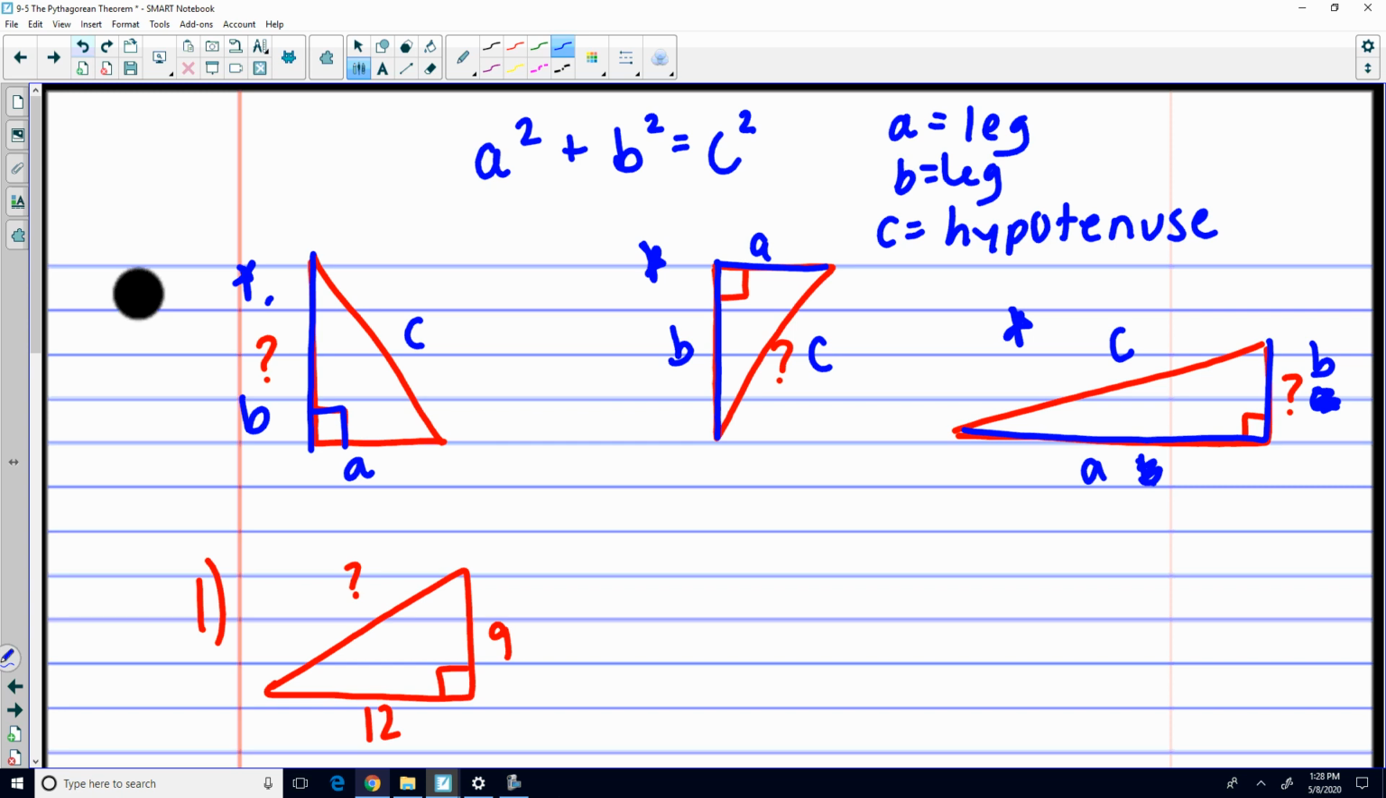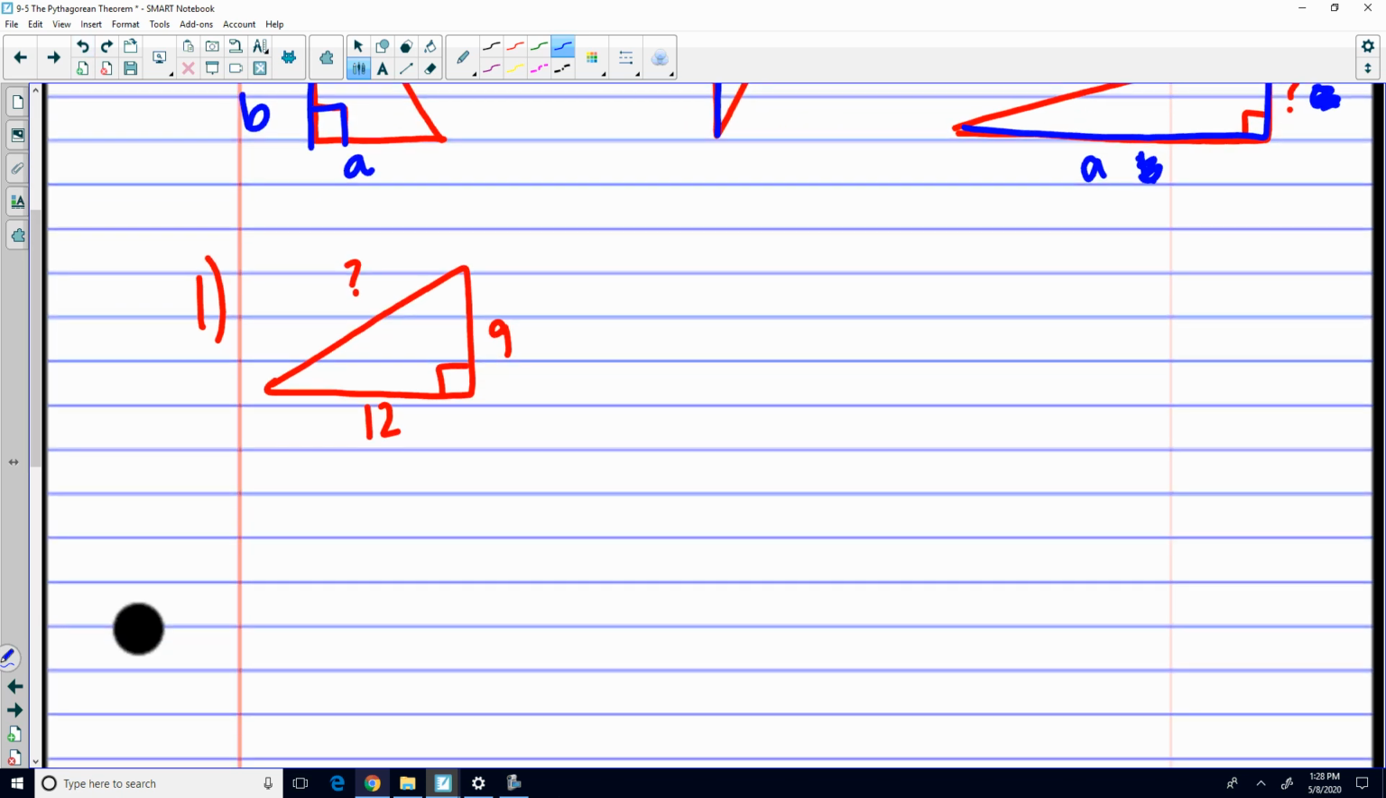You have to know what variable you're solving for today, or you'll get your answers wrong. So we've got to know what we're solving for today. All right, so let's do our first problem. We are always going to write our equation and then fill it in.